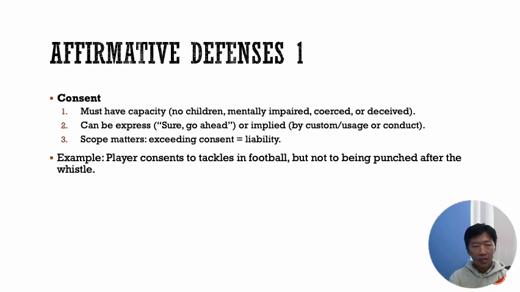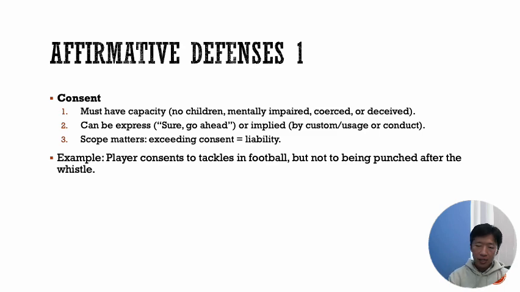Okay, the first defense is consent. So the person is not liable for any intentional torts if the person has the consent, because he doesn't have the intent, he has the permission. We do have several elements to satisfy consent. The first one, must have capacity. The plaintiff and defendant must both be normal people, not children, not mentally impaired, not coerced, not deceived.